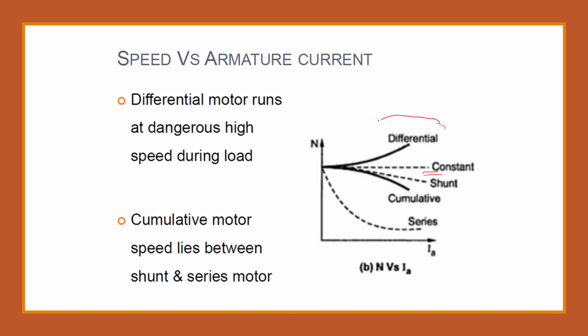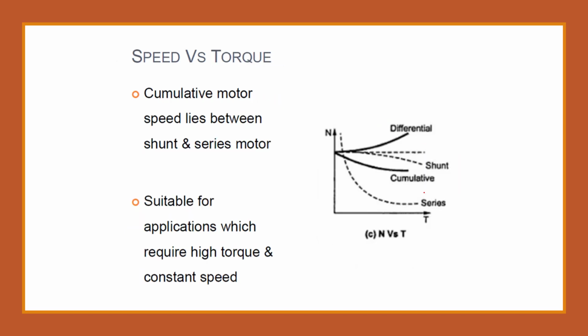So as the load current increases, the speed increases drastically. It will damage the machine. It is very dangerous: it will run at a dangerously high speed. So the differential compound motor is not preferable for constant-speed or high-load applications.